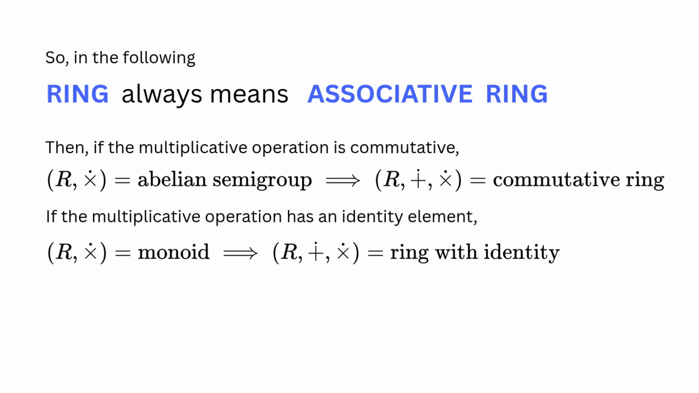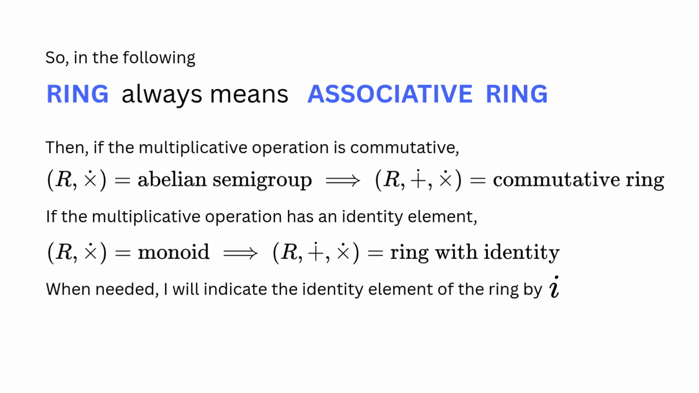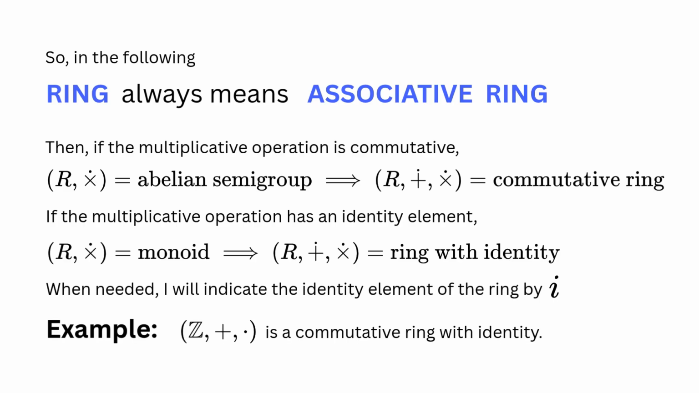A ring for which the dot times operation has a neutral element is called a ring with identity. I will indicate the identity element by I. As an example, notice that the set of integers with addition and multiplication is a commutative ring with identity.